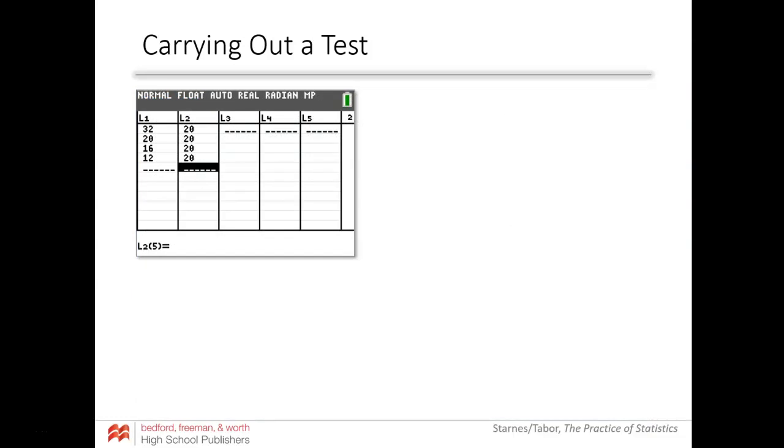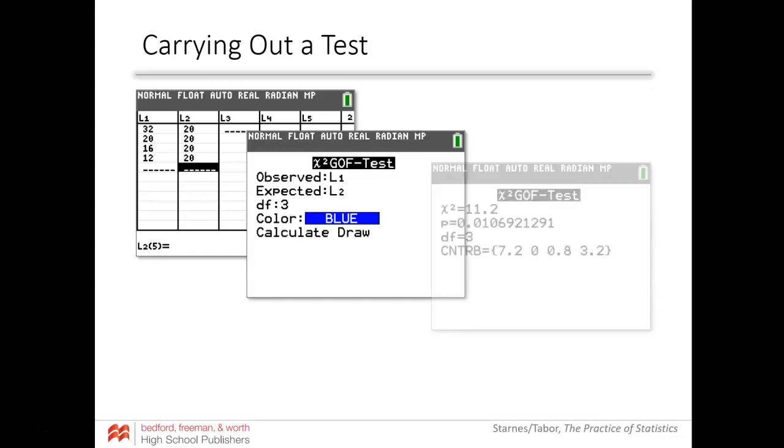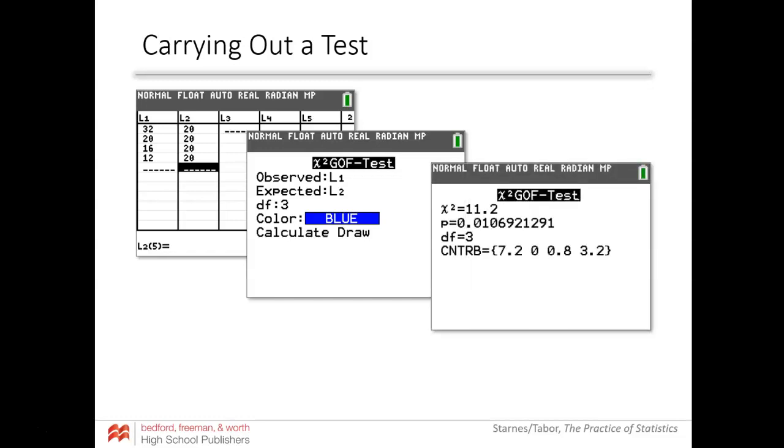So now a little bit about carrying out a test, possibly using some technology. What they have here is that same NHL data. They put the observed value in list 1 of values, and then the expected in list 2. And then you can actually perform a goodness of fit chi-square test straight from your calculator. You just have to tell them where your observed and expected data is and what your degrees of freedom are. And then you can either choose calculate or draw. I'm going to go with calculate.